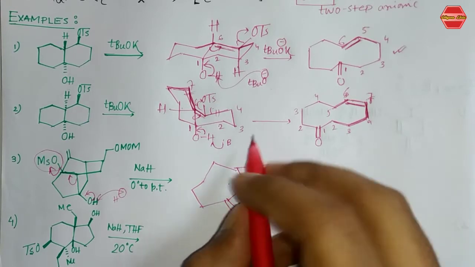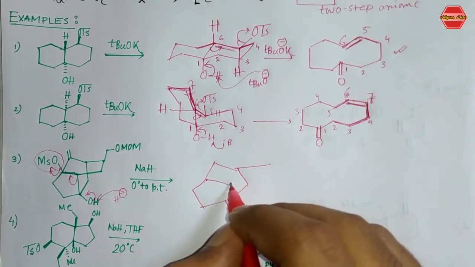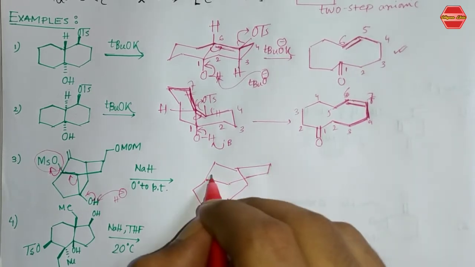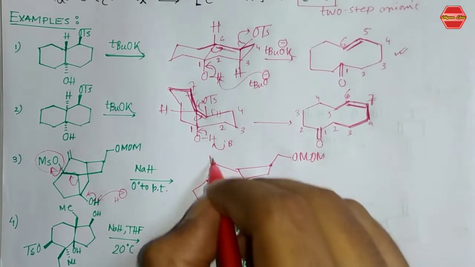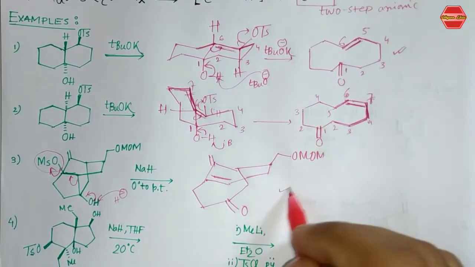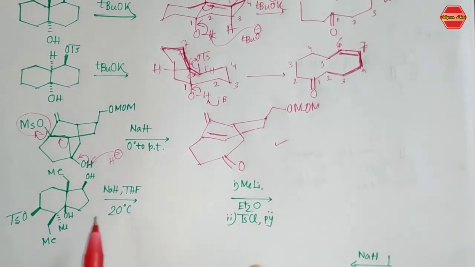Double bond. Here we have double bond, this is your OMs group and double bond like this, right? So we are getting this kind of product. Now let's see another example of this reaction, that is this one.